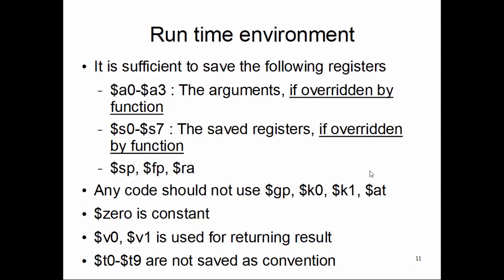A0 to A3, again, let me remind you, in your textbook the convention says you need not preserve A0 to A3 across a function call, but in this class we are assuming this. Your programs, your project assignment code, assume that part, so don't mess with that assumption. So in this class, we assume A0 to A3 are unchanged in the caller's runtime environment. S0 to S7 are also unchanged. Stack pointer, frame pointer, and $ra are also unchanged.